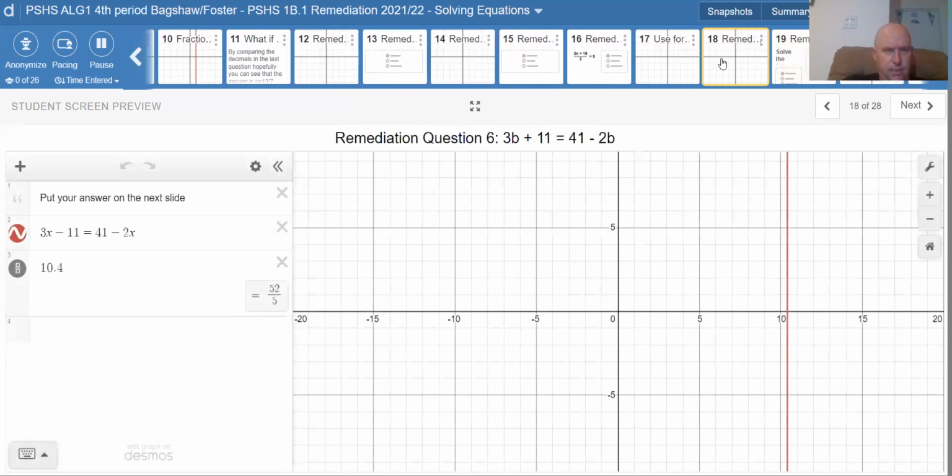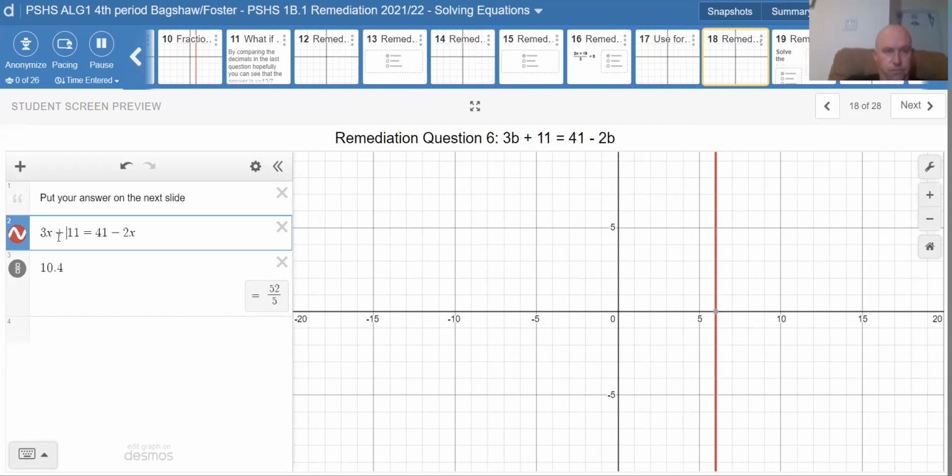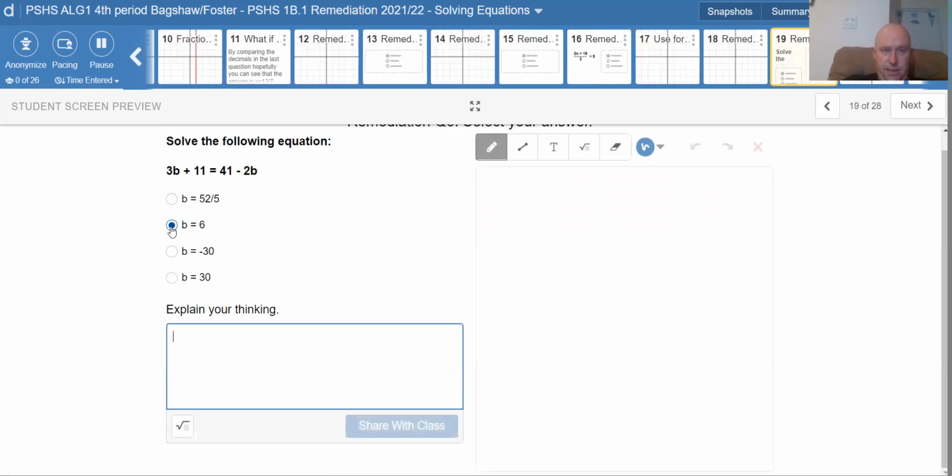I have a feeling that that's typed in slightly wrong here. Oh, that was me that typed it in slightly wrong. Oops. It says 3x plus 11 equals 41. Okay, so let me have a check. So actually the answer is supposed to be 6. So let me click on 6.